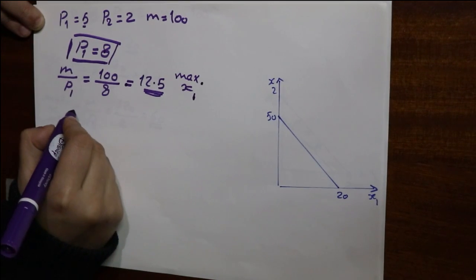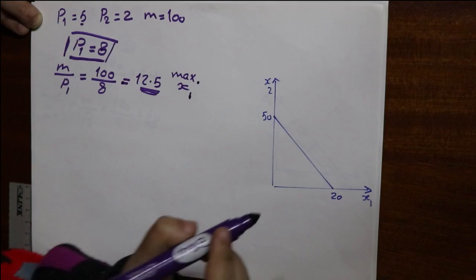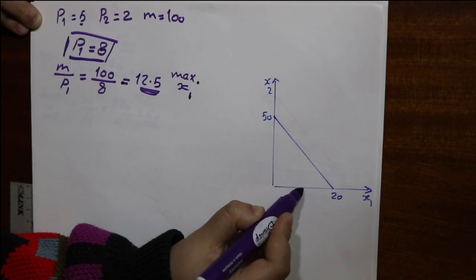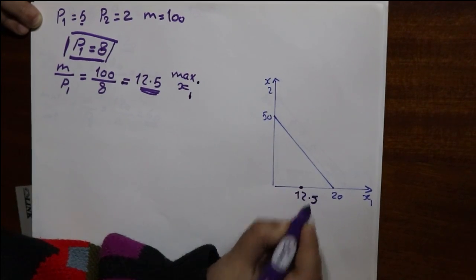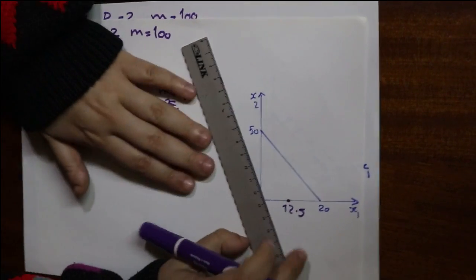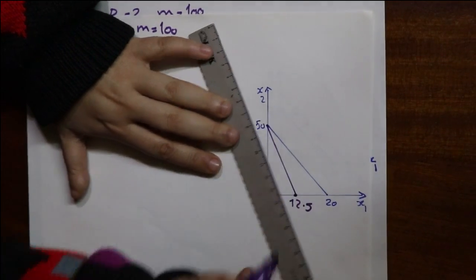So I will put the new intercept on the horizontal axis of x1, 12.5, and then draw the new budget line.